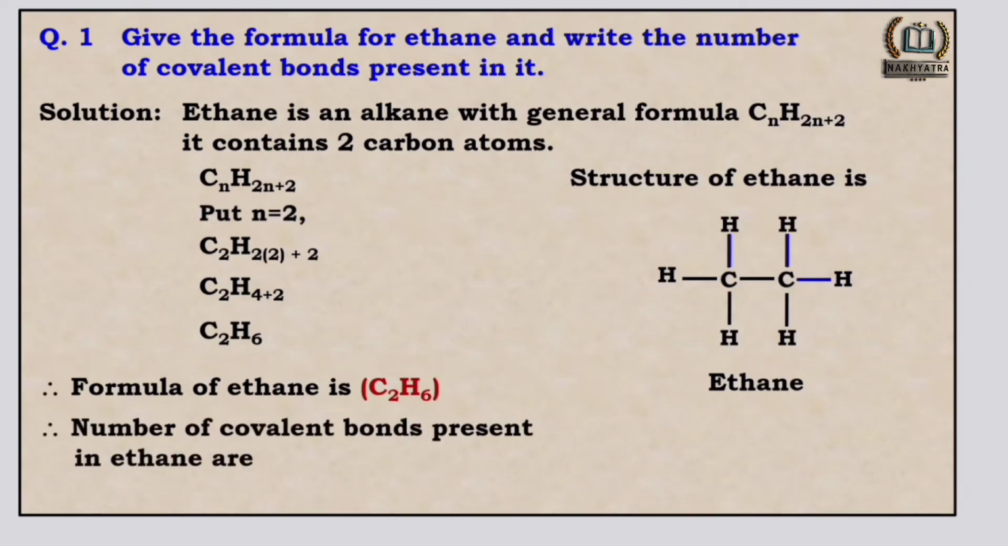So now write the number of covalent bonds present in it. See here the blue lines. These blue lines represent the number of covalent bonds. So there are 7 covalent bonds present in ethane. Clear everyone? Okay.